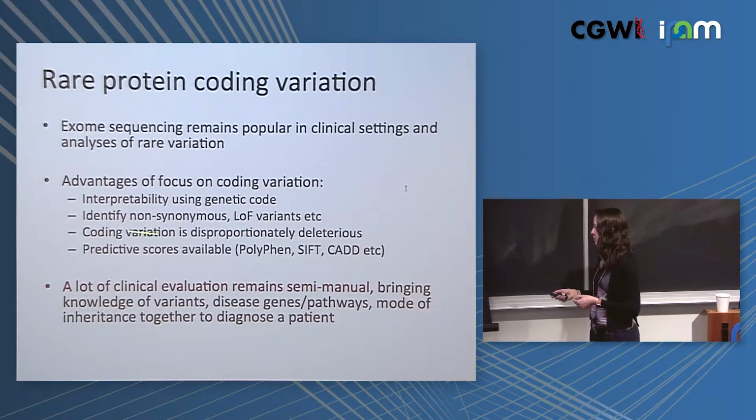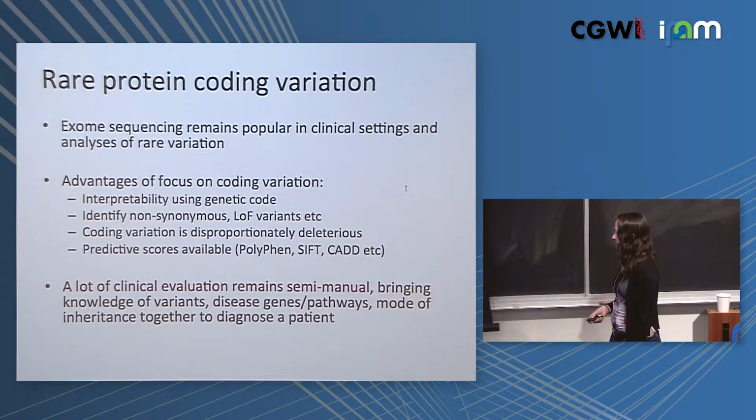There are also lots of scores available beyond just loss of function and non-synonymous that can, in aggregate, using all the properties of a particular variant, predict the probability that a particular rare variant or any variant might affect protein structure or function, such as PolyPhen and SIFT.